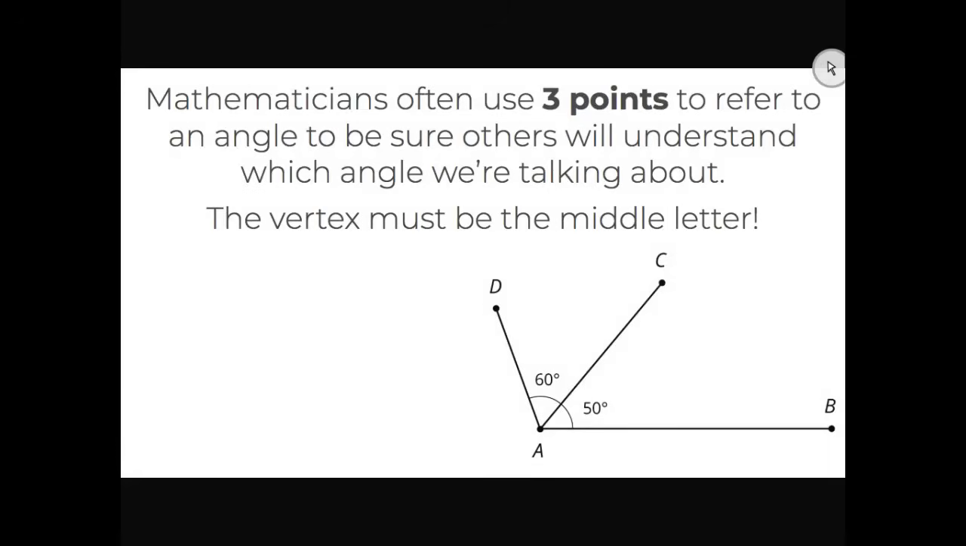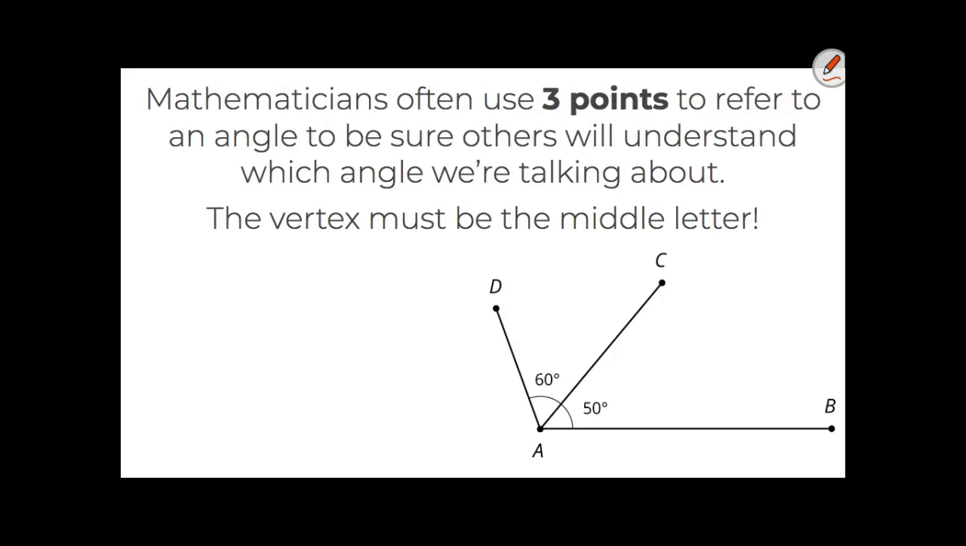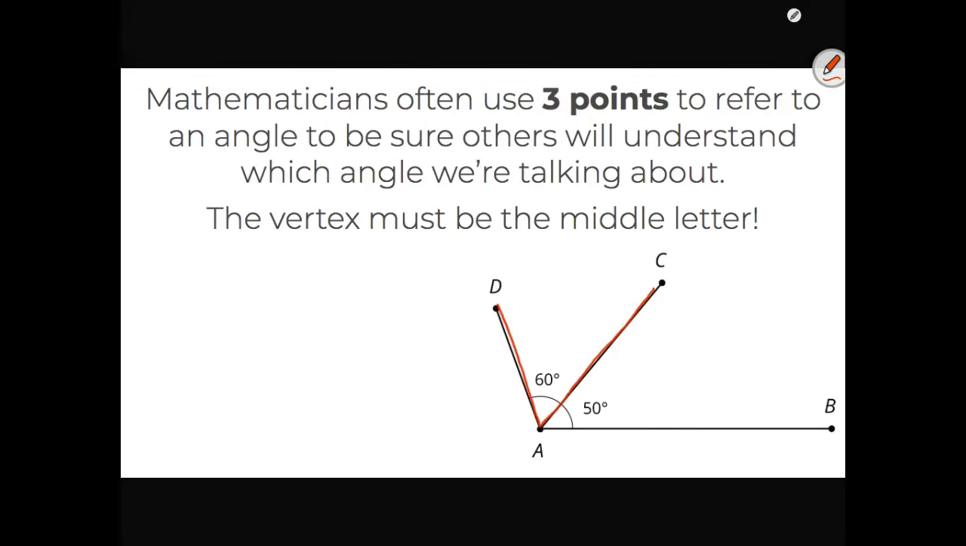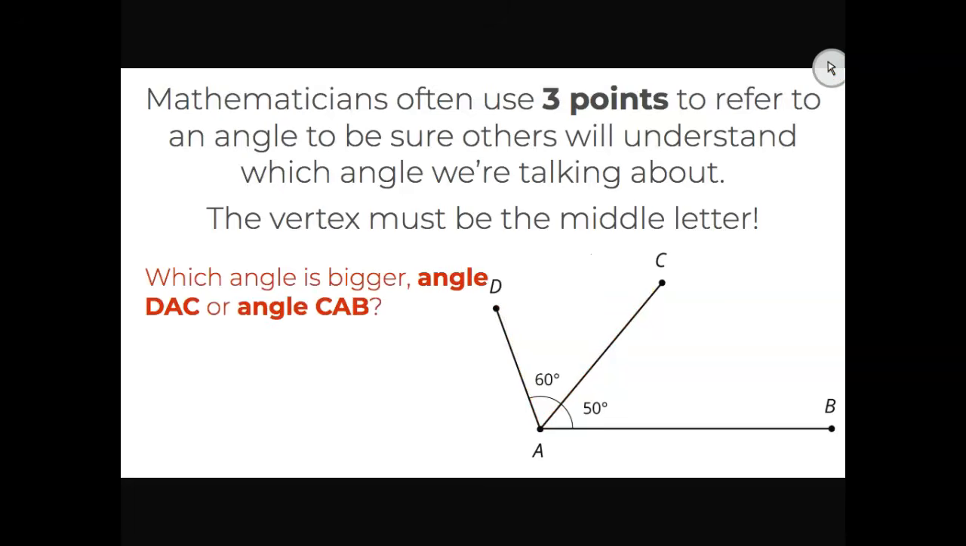For this reason, mathematicians often use 3 points to refer to an angle to be sure others will understand which angle we're talking about. And the vertex has to be the middle letter. So if I wanted to use this particular angle here that I'm drawing in red, I could call it angle DAC, or I could call it angle CAD, but I can't call it angle CDA or DCA or anything where A is not the middle letter. With that knowledge, which angle is bigger, angle DAC or angle CAB?